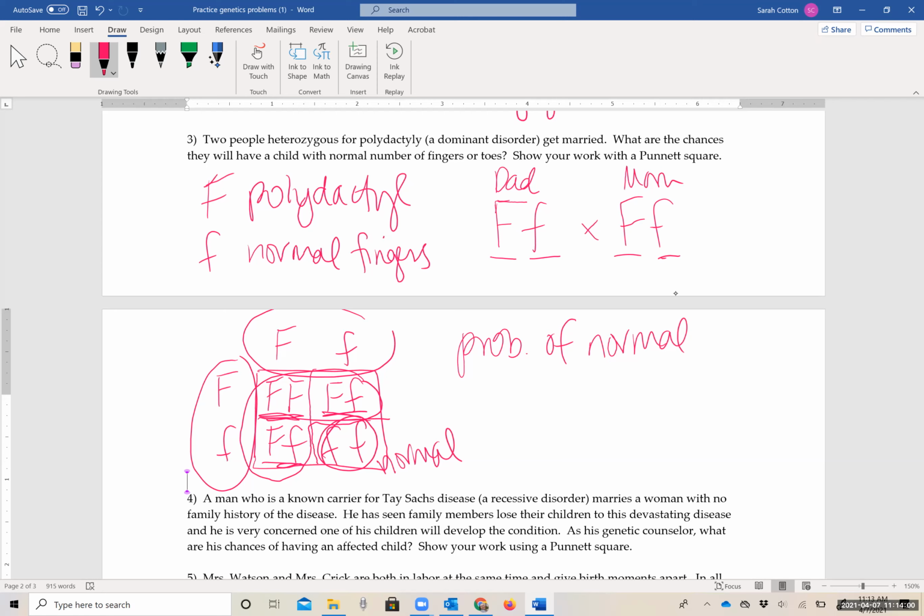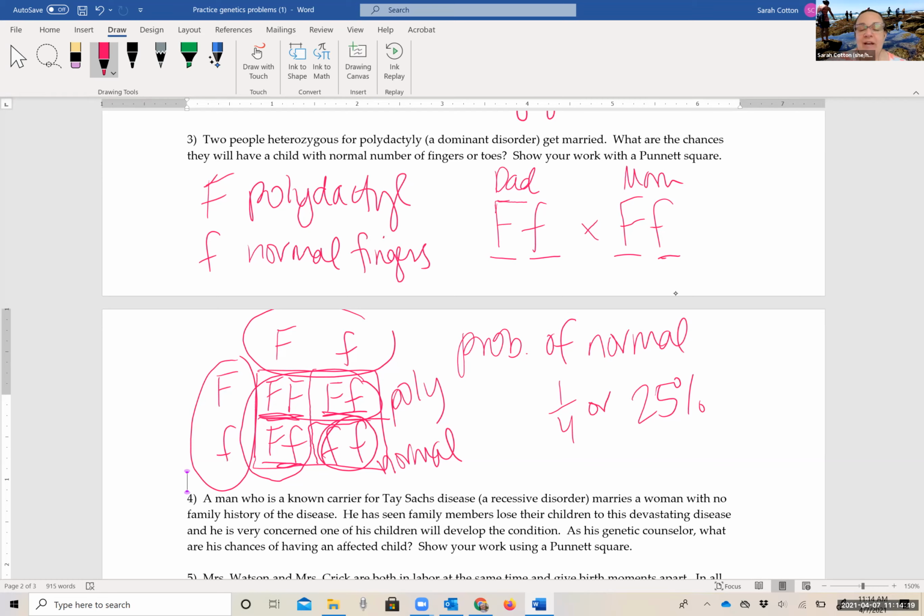Yeah? I didn't mean to write pheno. I meant to write poly. Okay, so Madison's absolutely right. The probability of normal is 1/4 or 25% chance. Right?